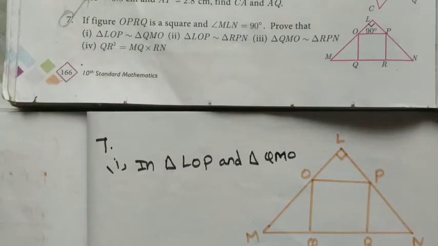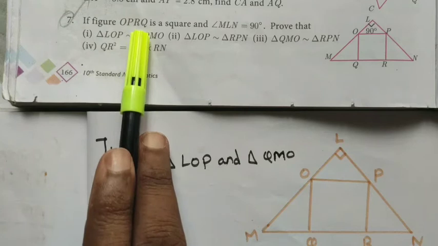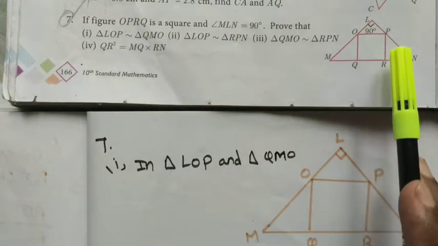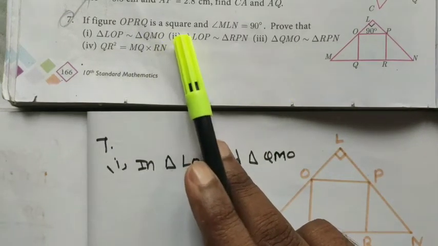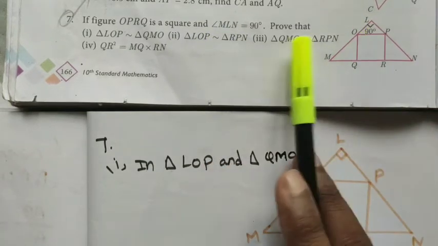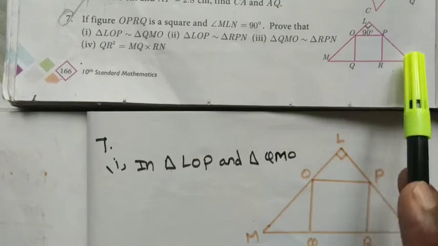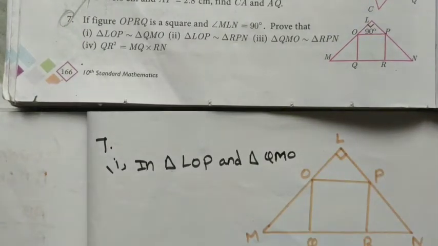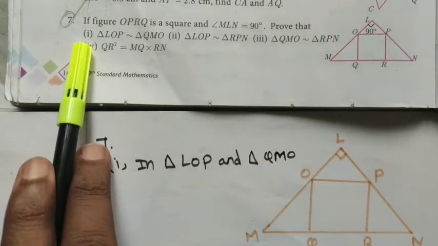Students, class 10, exercise number 4.1, question number 7. In the figure, OPRQ is a square and angle MLN is 90 degrees. In this triangle, the angle is 90 degrees, given. Prove that we have 4 Roman numbers.